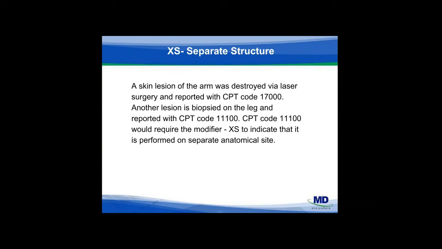An example of a separate structure would be where a skin lesion on the arm was destroyed by a laser, and then within the same episode, another lesion was biopsied off of a leg. Since these are two separate structures, the arm and the leg, the XS modifier would be appropriate to reduce the bundling and the NCCI edits associated with the inclusive procedure and indicate that the service was performed on a separate anatomical site.